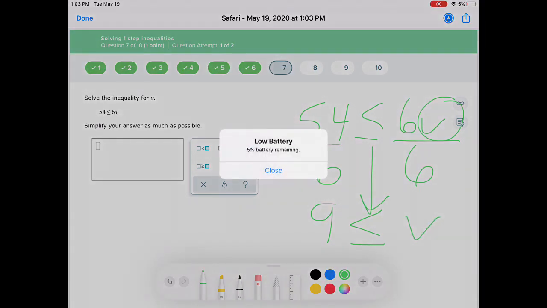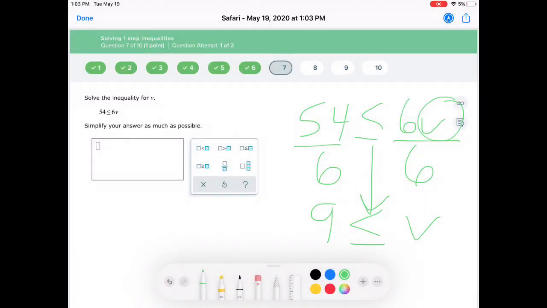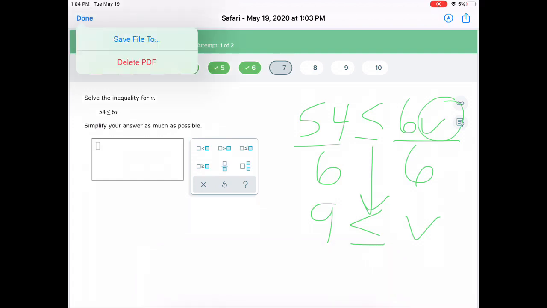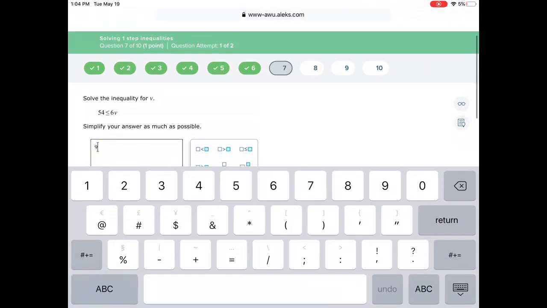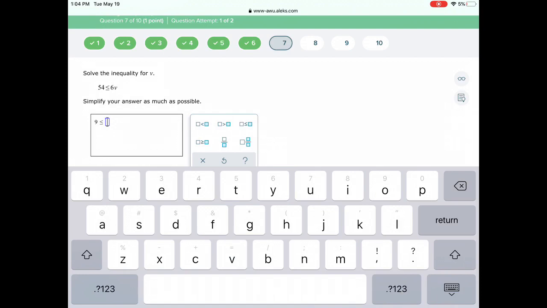This is where the exception comes into play. If you ever divided or multiplied both sides by a negative number, that's when that inequality would switch. Now, we don't see that here yet, but just to give you a precursor of what's to come. But otherwise, the inequality stays exactly the same. So this time we have 9 is less than or equal to v. So I'm going to go ahead and put that in. 9 less than or equal to v.